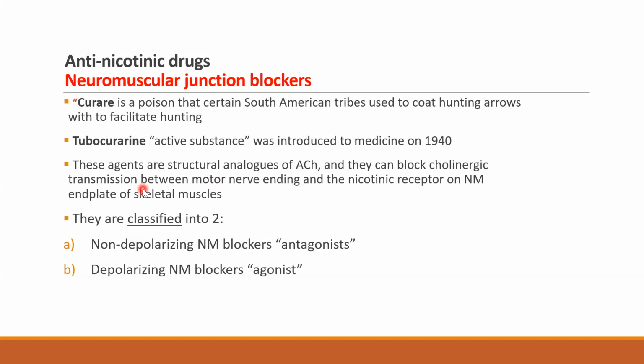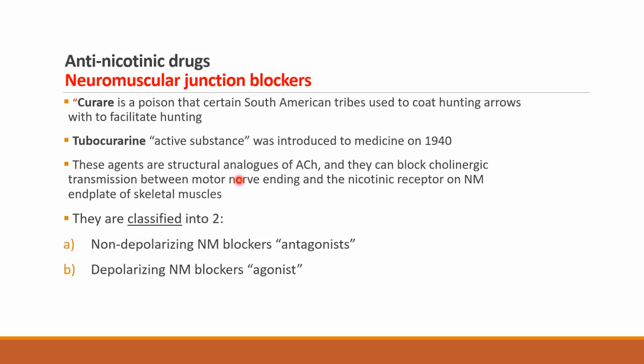So these agents basically are structural analogs of acetylcholine. So they look like acetylcholine in their structure, and accordingly they can bind with the nicotinic receptors at the motor end plate. So basically, when they block the cholinergic transmission, they are going to produce the paralysis.